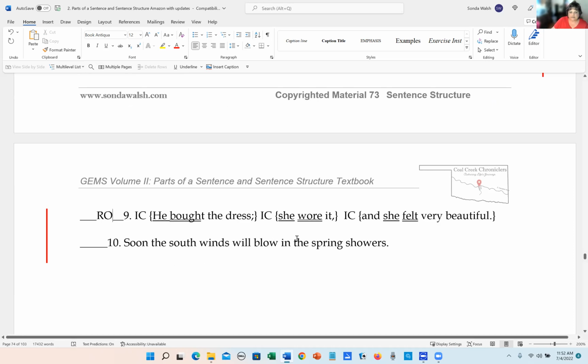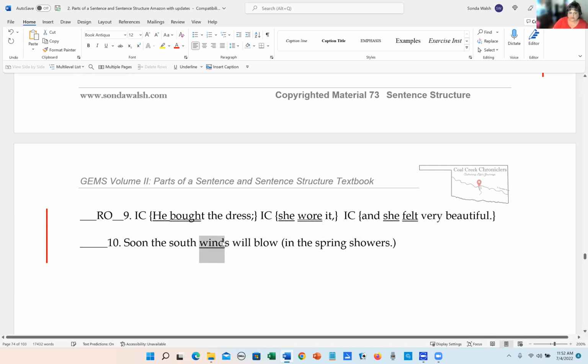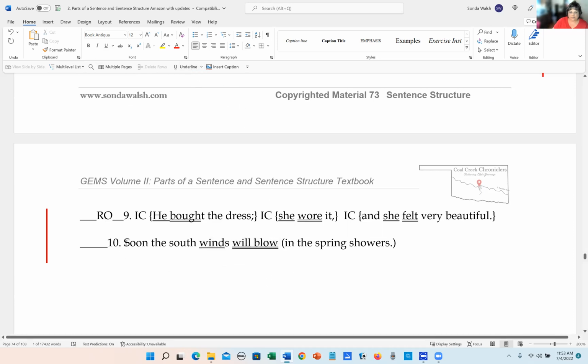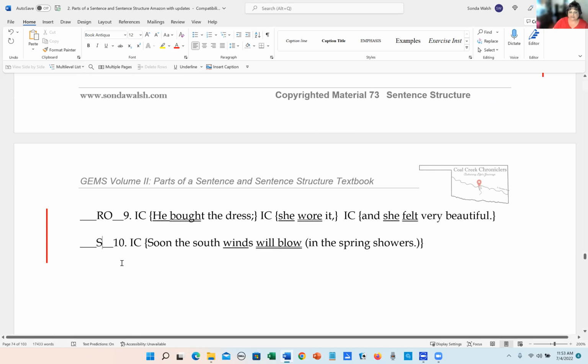All right, number 10, in the spring showers is a prepositional phrase. I find my subjects and verbs. South winds, wind is my subject. Will blow is the verb. Underline that twice. Put the whole thing in brackets because I only have one set of subjects and verbs. I go to my subject and I look to the left. And soon the south, and none of those are subordinating conjunctions or relative pronouns. So this is an independent clause. One independent clause is the same thing as a sentence.